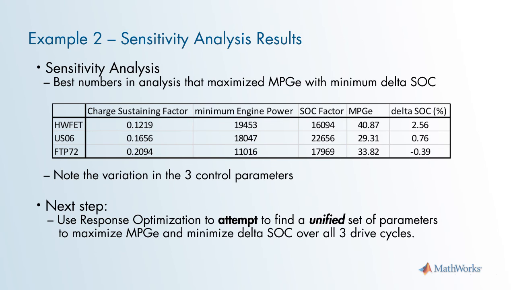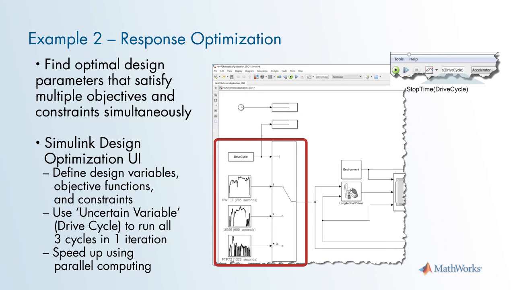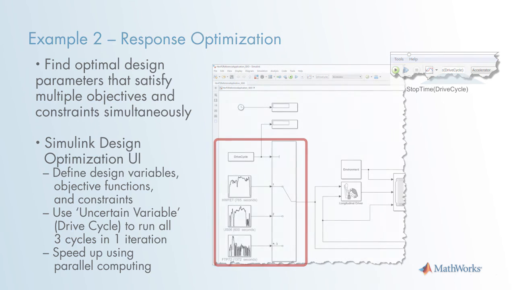So the next step is to use the response optimization tool to attempt to find a unified set of parameters to maximize miles per gallon equivalent and minimize delta SOC over all 3 cycles. So like the first example, we can perform a response optimization to find the optimal design parameters over different drive cycles. We will again use the drive cycle variable as an uncertain variable to run all 3 cycles over one optimization iteration. And again, parallel computing is used to speed up the process.